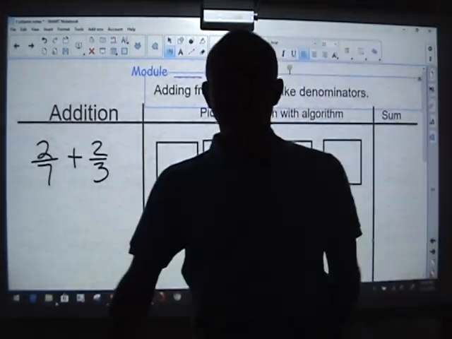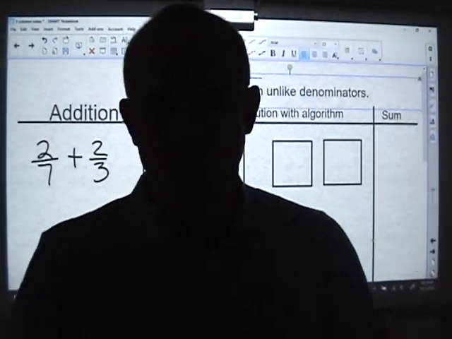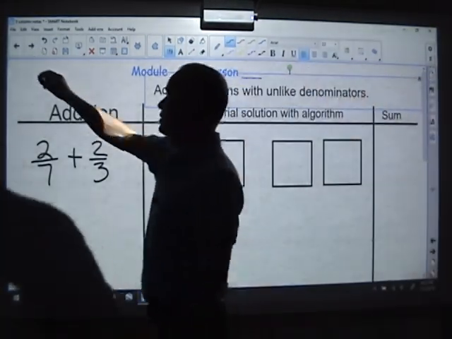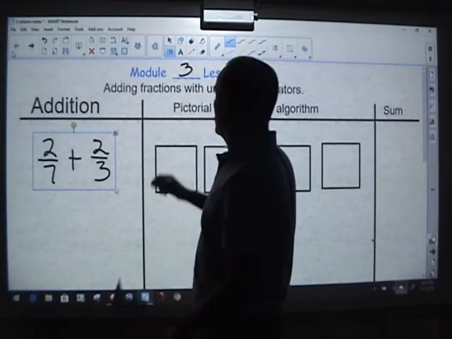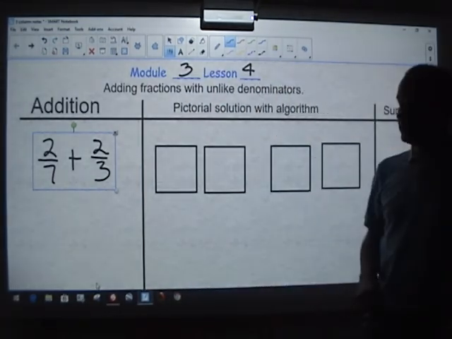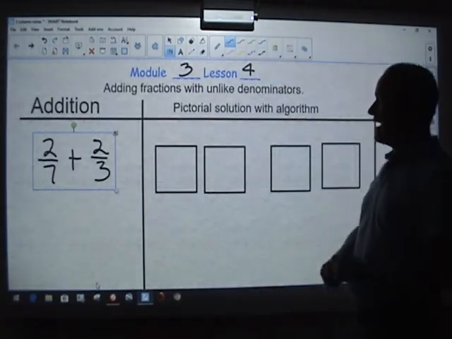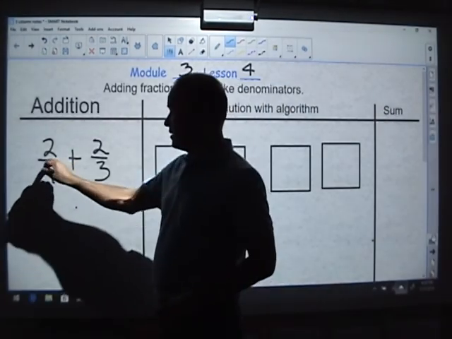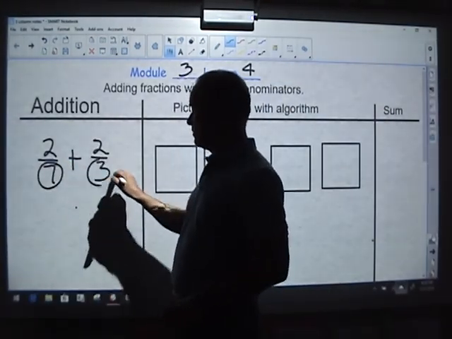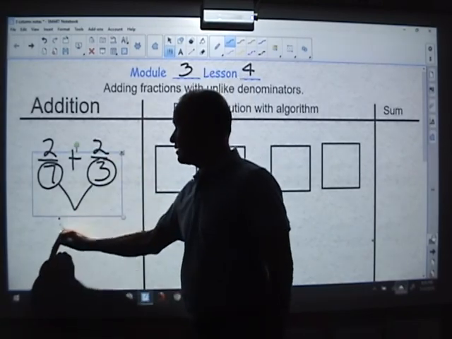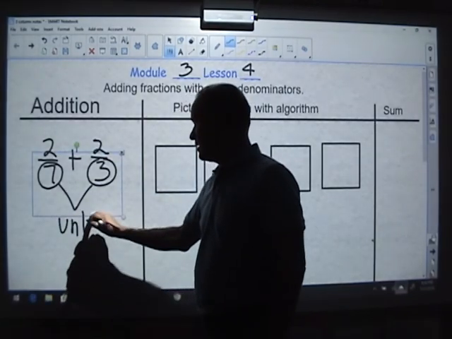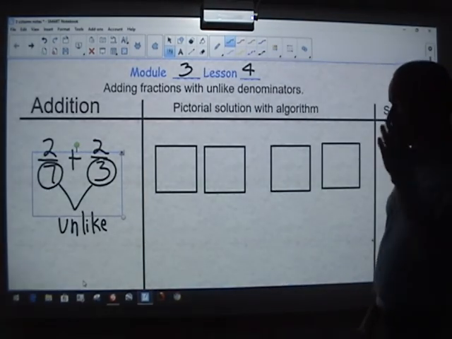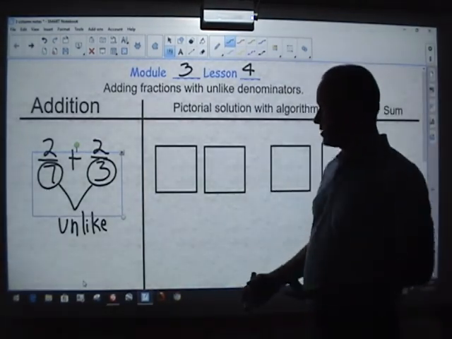Today I will be your coach in the shadows. So today we are working on the Eureka program and we're doing module 3 lesson 4. We're still working with adding fractions with unlike denominators. So here's what the unlike denominators look like. That means they're not the same. They're unlike denominators. So this is how we are presenting it to our children in our school.